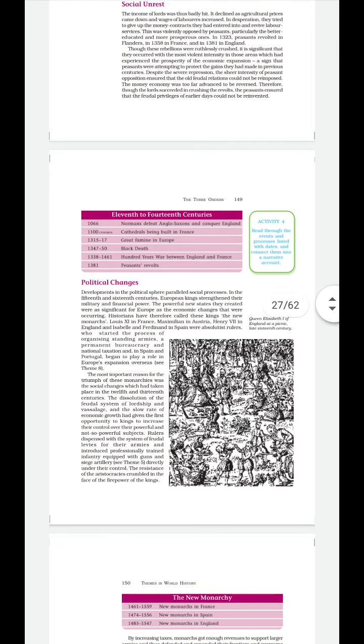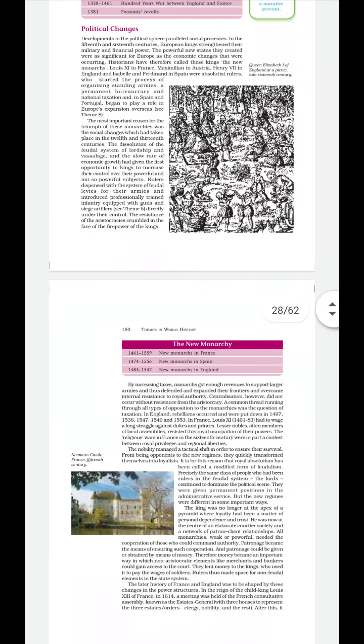Okay, so in the 15th and 16th century, European kings strengthened their military and financial power, clear, to be strong, and created a powerful state. Clear? Now kings like Louis XI in France, Maximilian in Austria, Henry VII in England, Isabella and Ferdinand in Spain were an absolute dictatorship type of king.